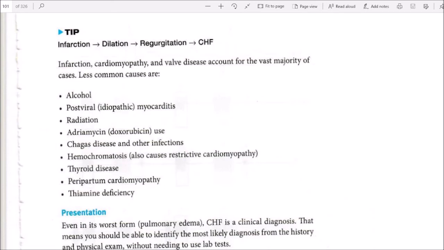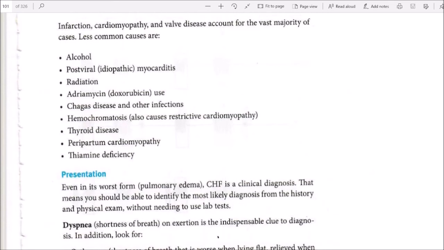Less common causes are alcohol, post-viral idiopathic myocarditis, radiation, Adriamycin, cocaine use, Chagas disease, and other infections. Hemochromatosis also causes restrictive cardiomyopathy. Other causes include thyroid disease, peripartum cardiomyopathy, and thiamine deficiency.